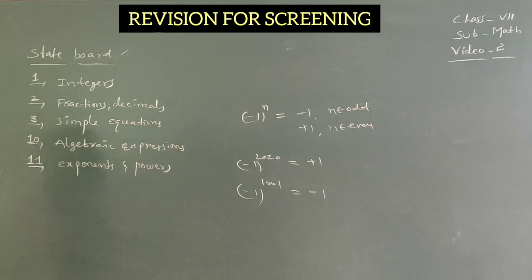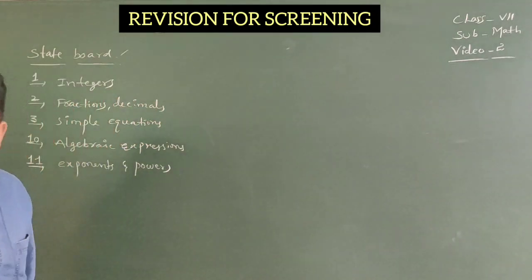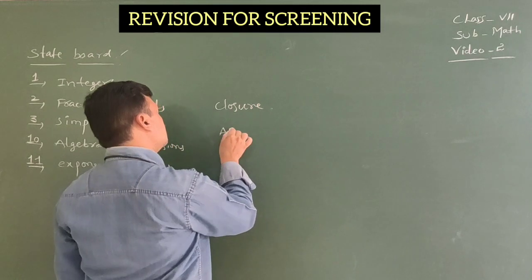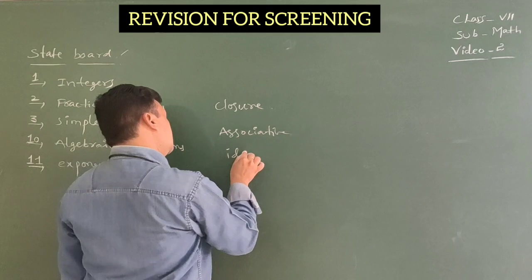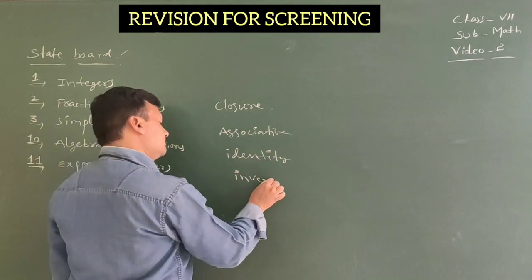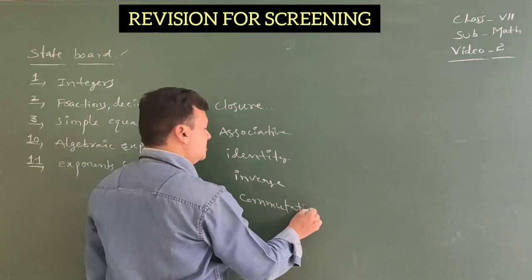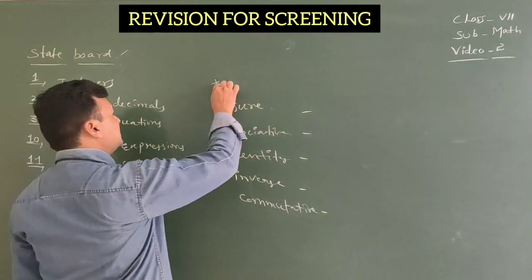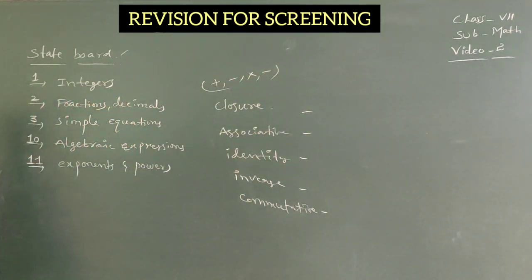Next step. Properties of integers. We have closure, associative, identity, inverse, commutative. Distributive will be a separate one, I will explain later. These are with respect to plus, minus, into, divided. I am explaining them here for all operations.